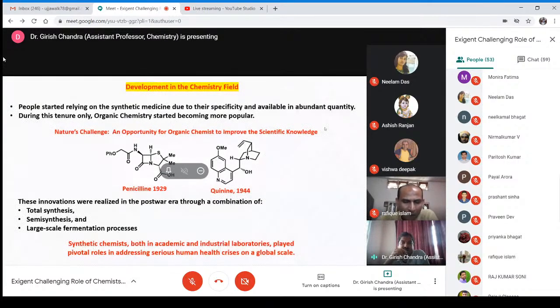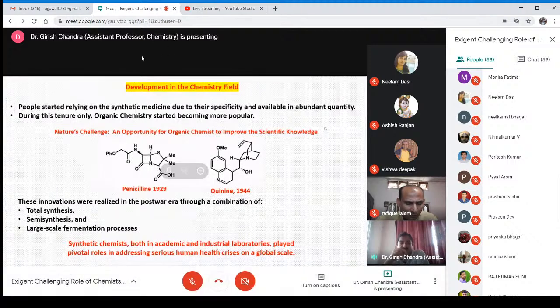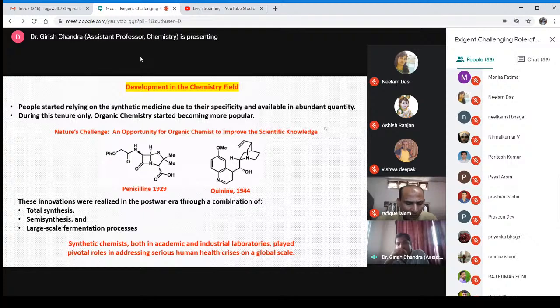Another method is semi-synthesis. Semi-synthesis is basically partial isolations from nature and partial basically synthesis in lab. And third is also very important, that is a large scale fermentation process. Okay, so we do just fermentations of different kinds of natural entity and try to extract our main ingredient and use those ingredients as a drugs.